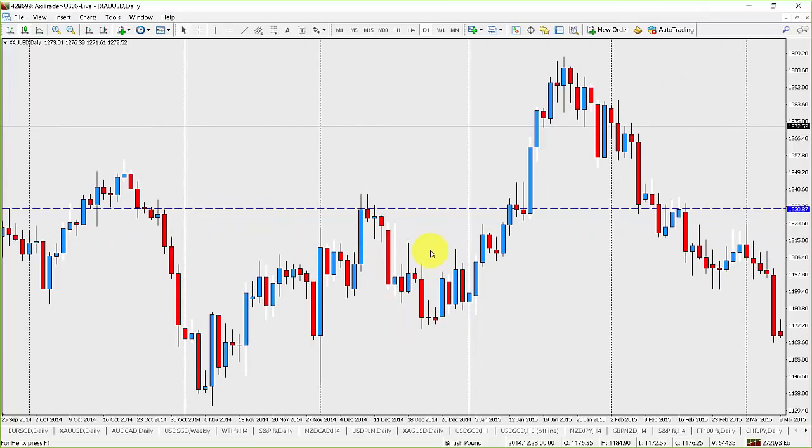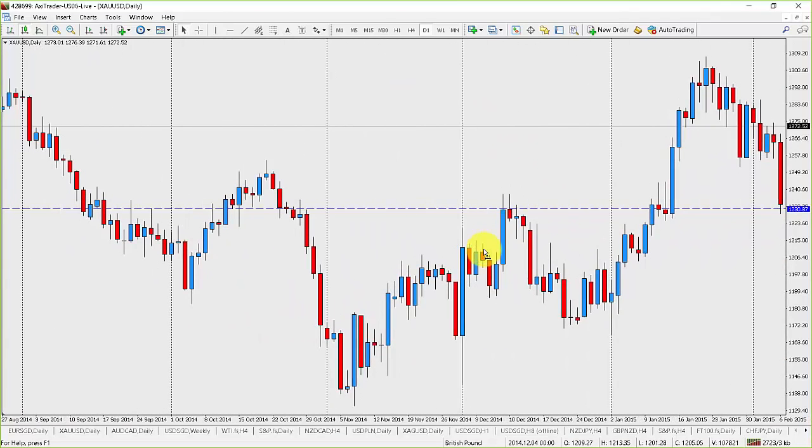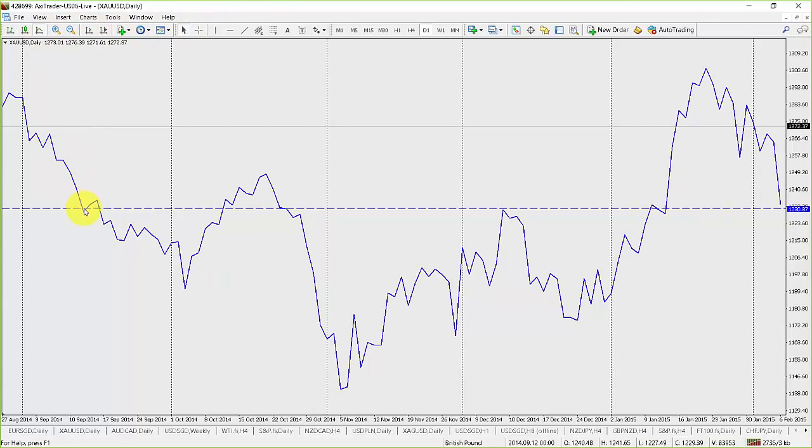But what I want to focus in on is what happened over here. So the market traded up here. It fell back down to that level again. It held once again. Now you're going to see really clearly on the line chart that the market spent a lot of time bouncing off this level. That's why it's so important, okay?